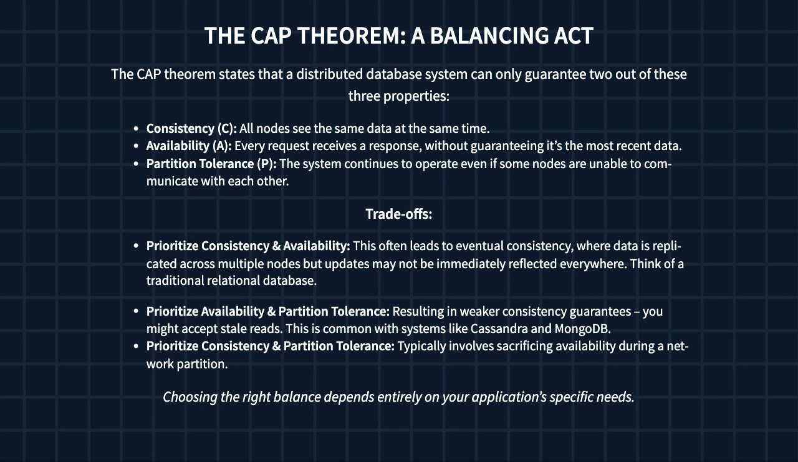Choosing to prioritize consistency and availability often leads to something called eventual consistency, where updates aren't immediately reflected everywhere. Conversely, prioritizing availability and partition tolerance means you might accept some stale data. Ultimately, what's most important for your application will determine how you balance these competing needs.